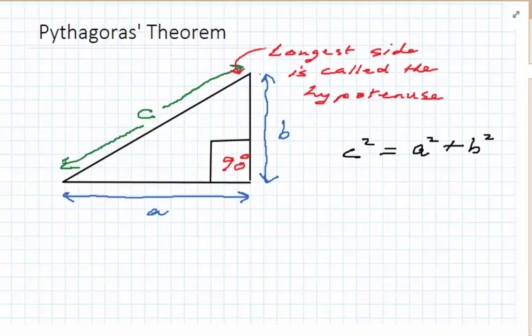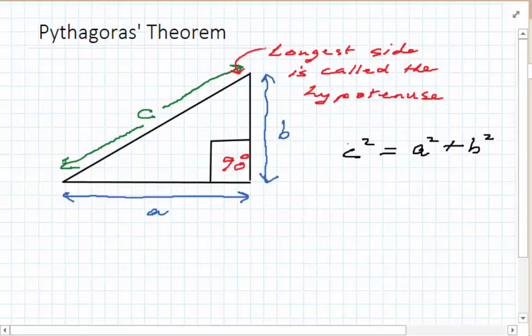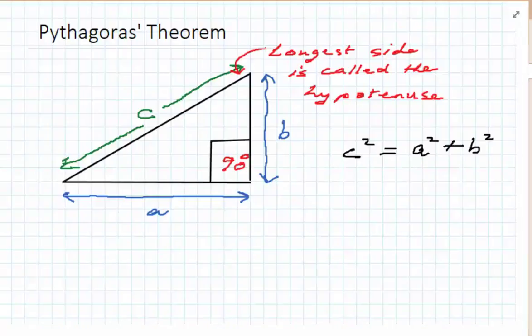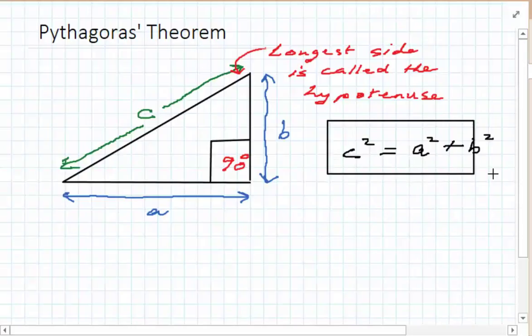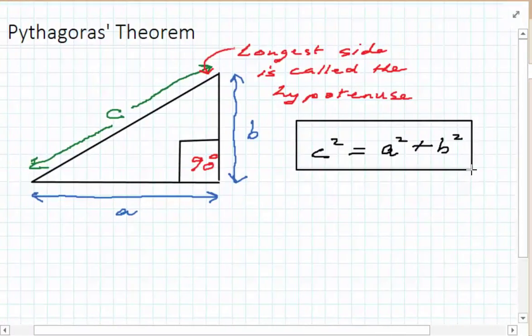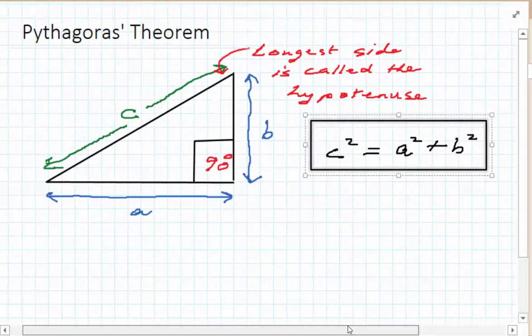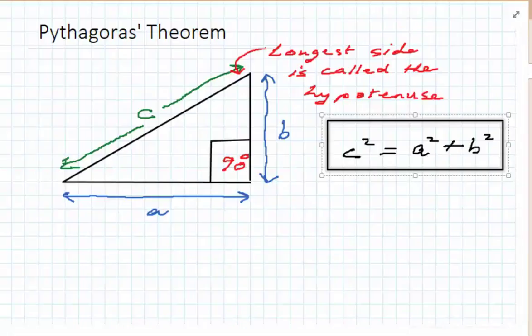So we've just get the highlighter. So Pythagoras, that's the general rule for Pythagoras. C squared equals a squared plus b squared. But normally in practice we want to find lengths.